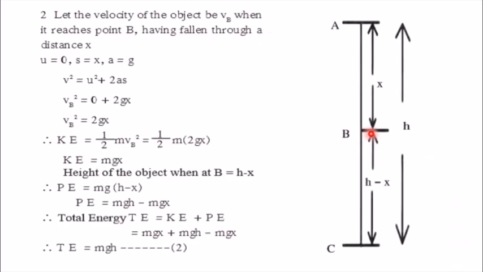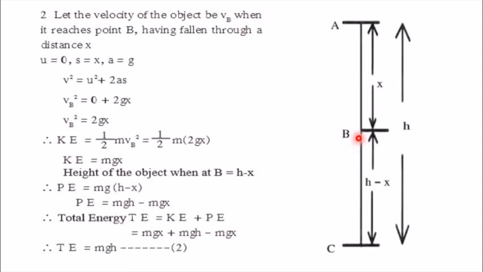Next is when the object reaches point B. When the object reaches point B, that means it is moving. At that time we are taking the height as x. That is the displacement, so if some displacement took place, we take it as x. Now the velocity, from initial to final, we can take as vb. It is reaching point B, so we take the final velocity at B.